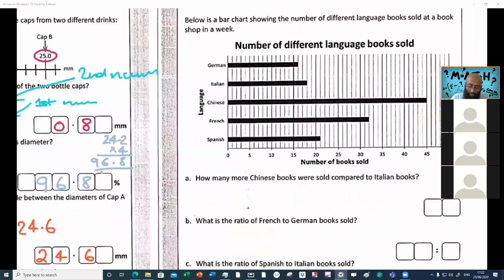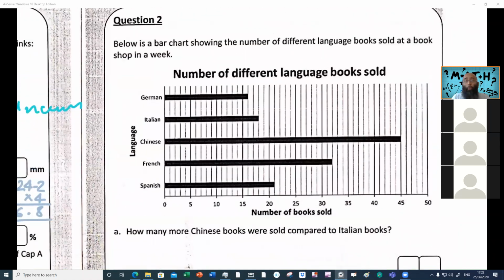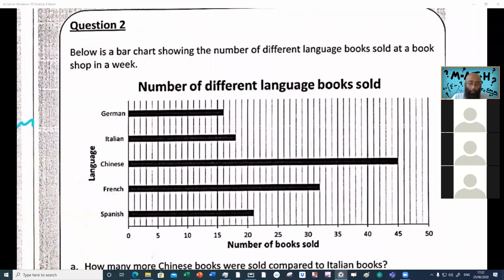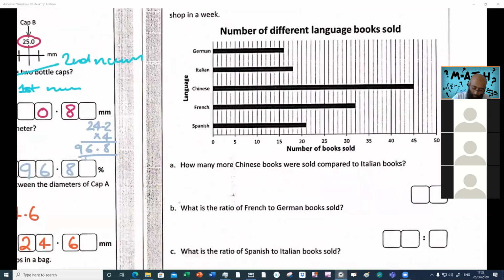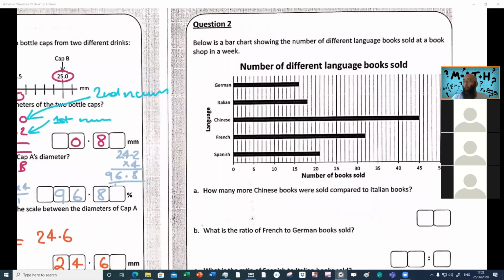Let's have Eliza, please. Audio only, please. Eliza, read. Go. Below is a bar chart showing the number of different language books sold at a bookshop in a week. How many more Chinese books were sold compared to Italian books?